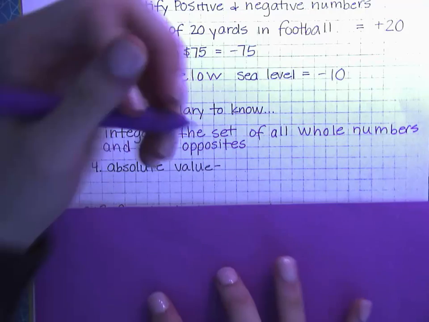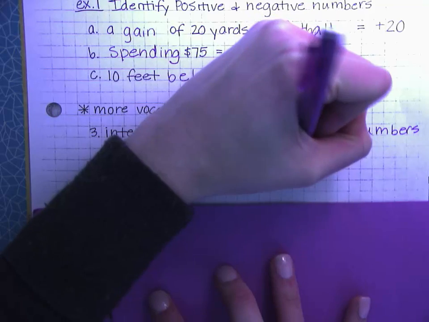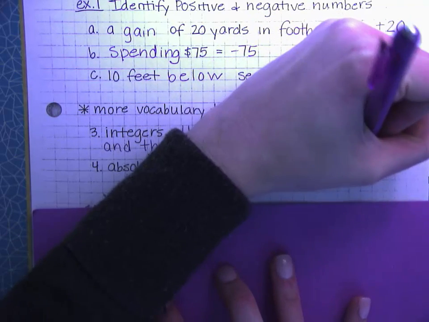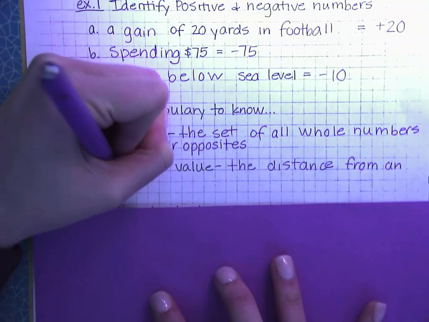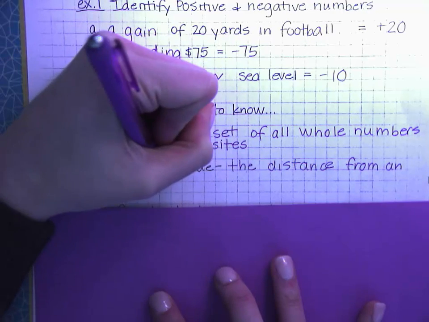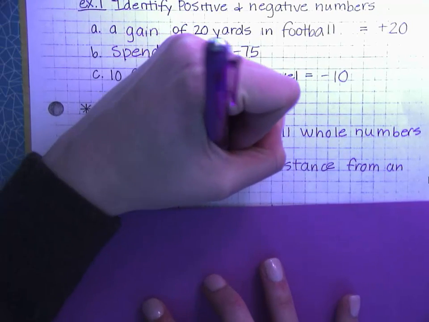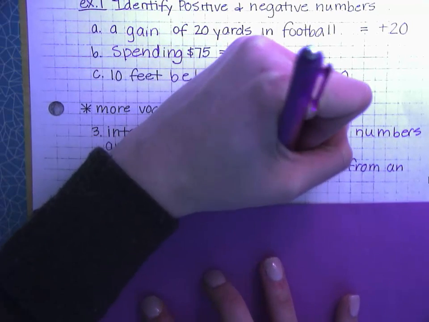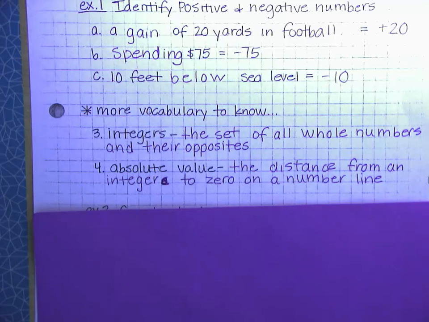So absolute value is the distance from an integer to 0 on a number line. You know integers can be positive or negative as long as they're whole numbers. So you can think of it as how far away from 0 this number is. That's its absolute value.